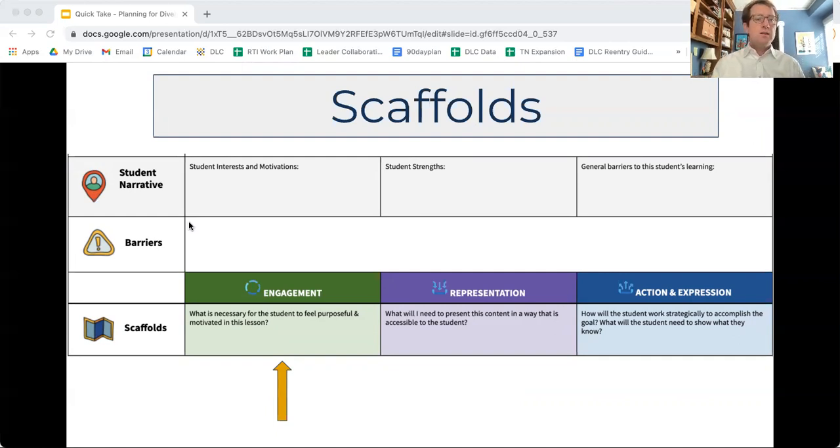So the first bucket or category there is engagement. And it says, what is necessary for the student to feel purposeful and motivated? The second one here is representation.